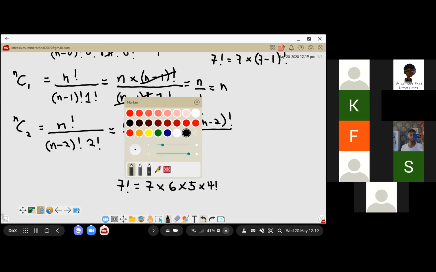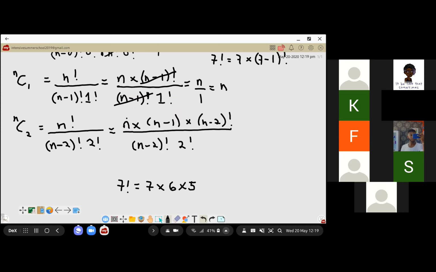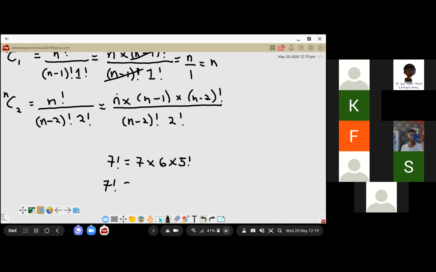Okay. So let me come back to where I used to be. Now look at something. This 7 factorial is the same as 7 times this 6, which is the same as 7 minus 1, and then this 5 is the same as 7 minus 2. So that's the same thing we are doing here. The n is a 7. Then n minus 1 is 7 minus 1, and then n minus 2 factorial. Does it make sense now?